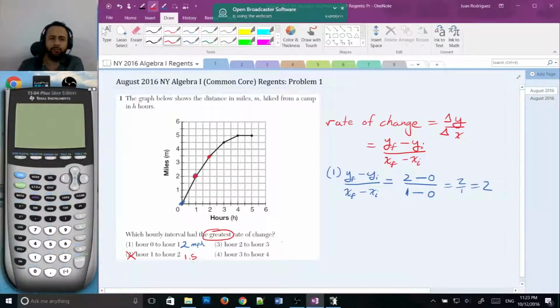From 2 to 3, the change is 1 mile in 1 hour. So the rate of change is 1 mile per hour. This is not greater than 2. And from hour 3 to hour 4, a half a mile in 1 hour. 1/2 over 1 is 1/2. This is also not greater than 2.